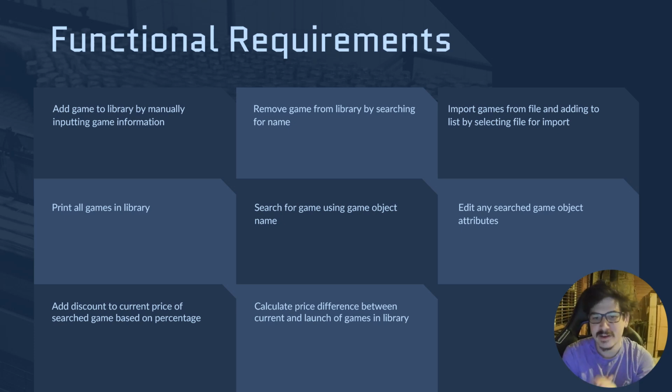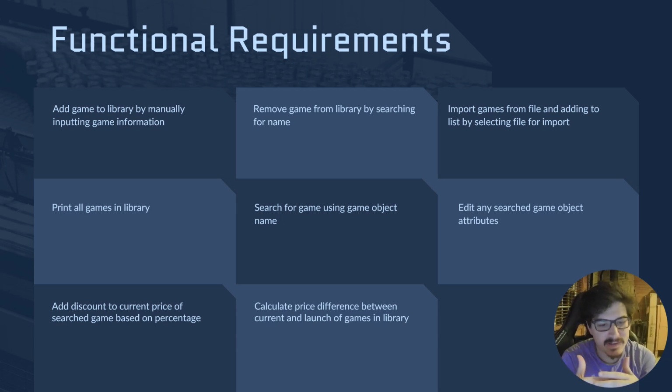These are some of the functional requirements that the user can interact with, which would be to add a game object to the library manually by inputting the information on their own. You'd have to do this one by one. You could remove a game by searching in the search bar and selecting the remove option. You can import games from another file, so if you're making a list somewhere else, you can bring it into your database.